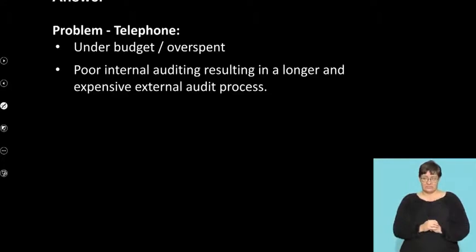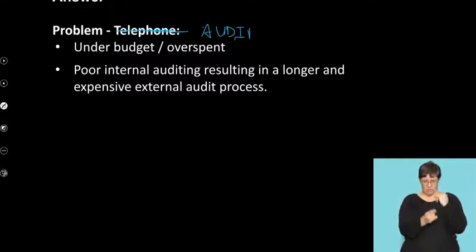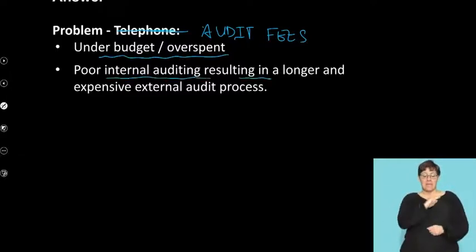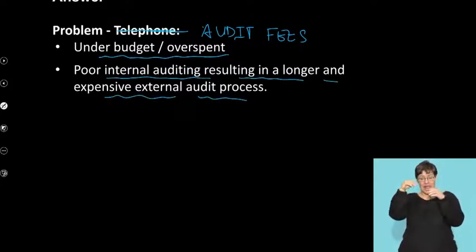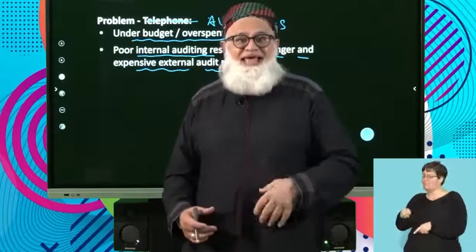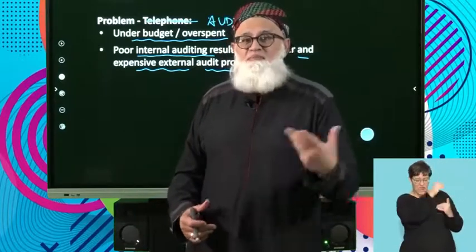So, firstly, looking at this one here, our budget should be the audit fee. Let's just correct this here. So, we under budgeted or we overspent. It could mean poor internal auditing resulting in a longer and expensive external audit process. Remember, the internal process is done within the company, and the external process is done outside the company by an auditing firm.